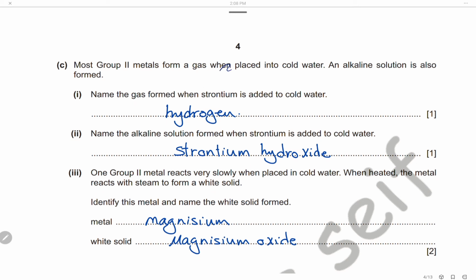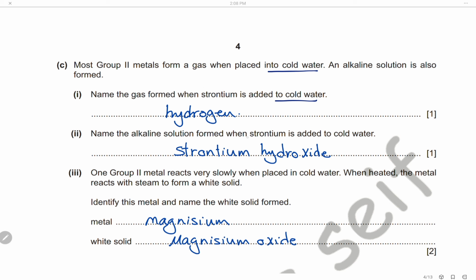Most of group 2 metals form a gas when placed into cold water. An alkaline solution is also formed. Name the gas formed when strontium is added to cold water. When group 2 metals react with cold water, hydrogen gas is produced, exactly like the reaction of group 1 metals with cold water.